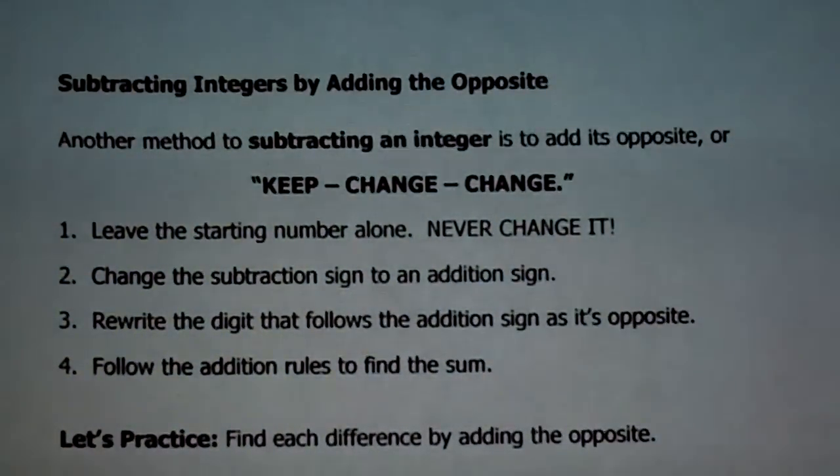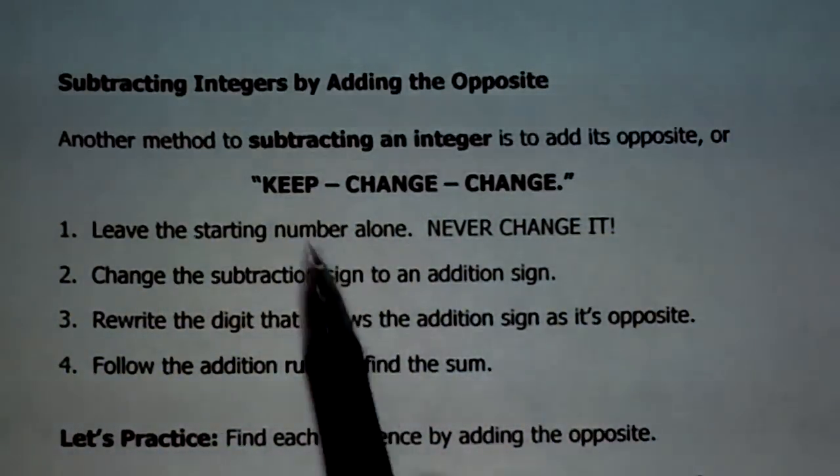So what we're going to do is we're going to change our subtraction problems to addition problems, and then we get to use those addition rules that we already learned. We already know them from section 1, 2. Same signs, add the digits normally, keep the sign. 2 different signs, subtract the digits, take the sign of the greater.